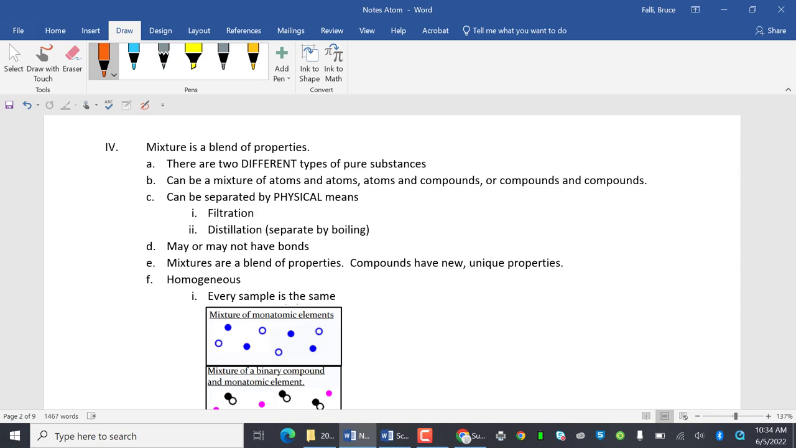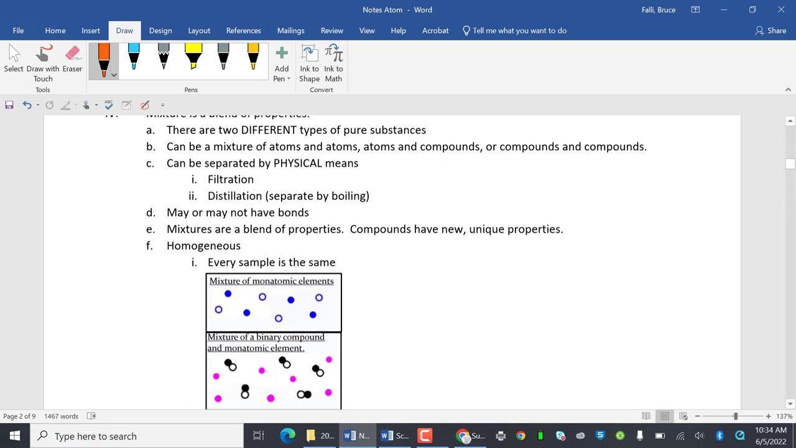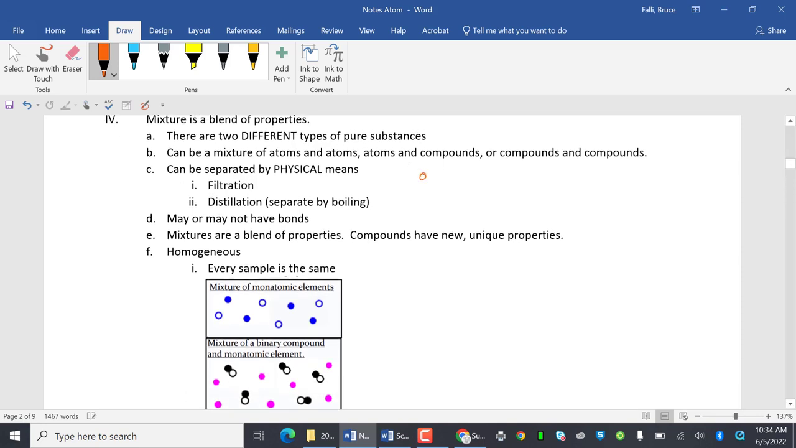There can be a mixture of atoms and atoms, atoms and compounds, or compounds and compounds. So atoms and atoms might be a box of circle atoms and square atoms. Atoms and compounds could be circle atoms and square-triangle compounds, right? Or compounds and compounds, you get the idea. They can be separated by physical means, which is filtration or distillation. Distillation is separation by boiling, so you boil it away.